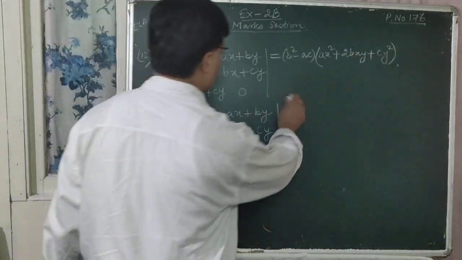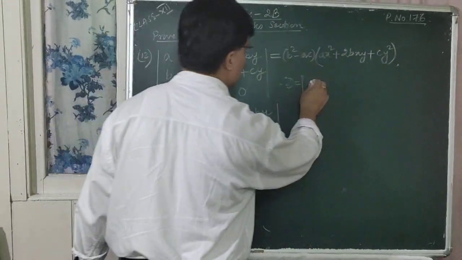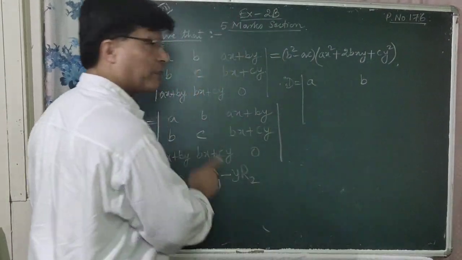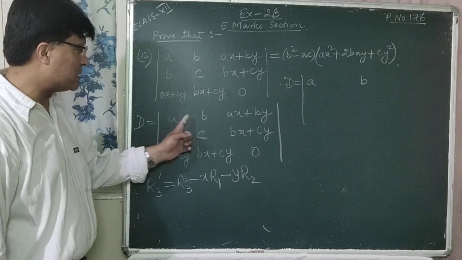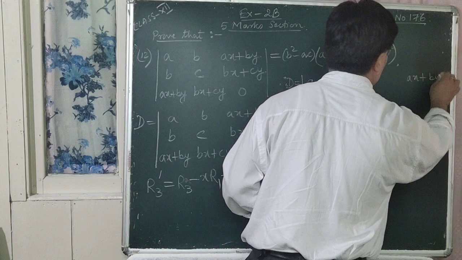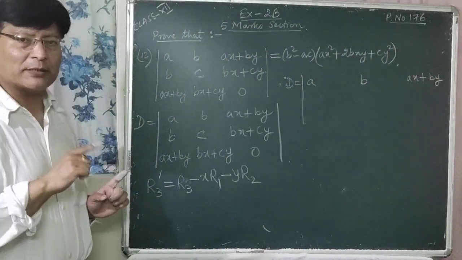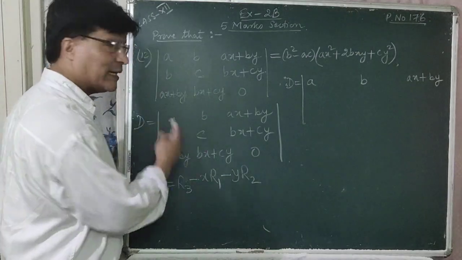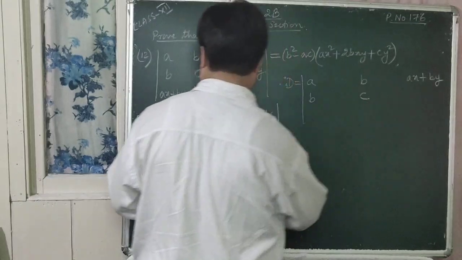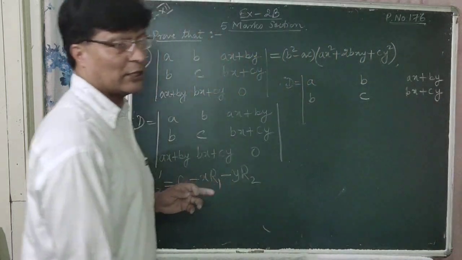So now, therefore, D is equal to, what is the first row here? First element A, second element B, and what is the third element? It is AX plus BY. That means row 1 is kept same. What is the second row now? Second row also remains same. That is B, C, and this is BX plus CY.